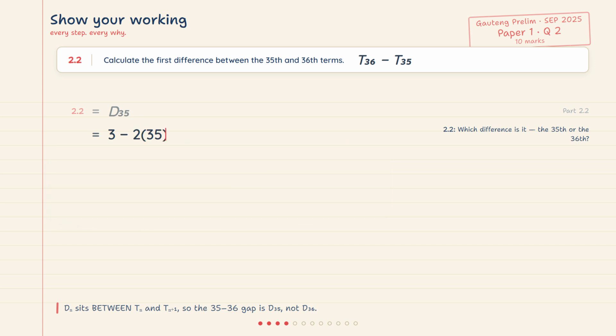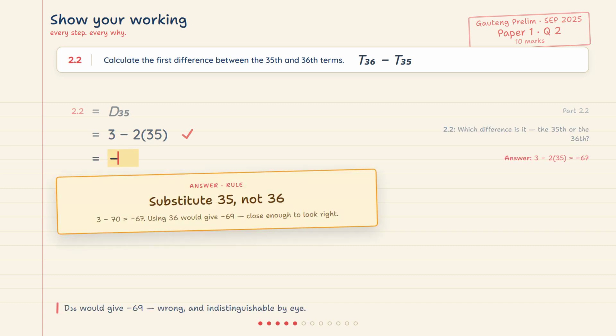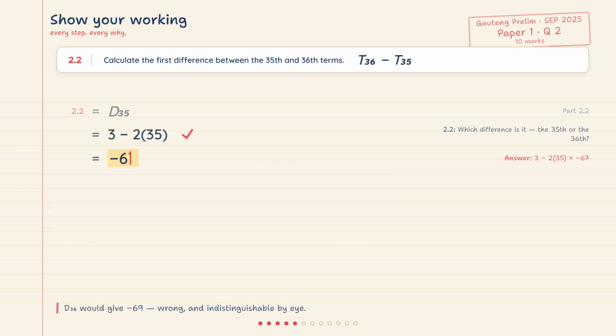1 mark, and it is an off by 1. The first difference, numbered 1, is the gap between term 1 and term 2. Number 2 is the gap between terms 2 and 3. So the gap between the 35th and 36th terms is difference number 35, not 36. Count it on the small numbers if you ever doubt it. So substitute 35. 2 35s are 70, and 3 minus 70 is minus 67.